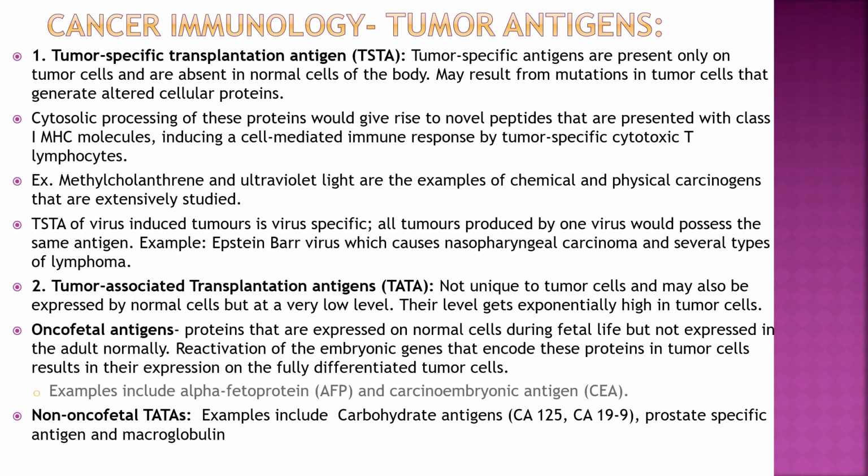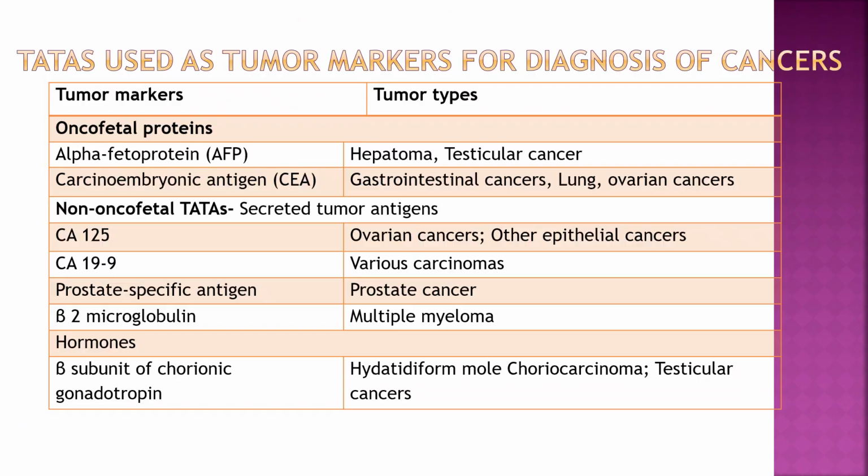Reactivation of embryonic genes that encode these proteins in tumor cells results in their expression on the fully differentiated tumor cells. Examples: alpha-fetoprotein and carcinoembryonic antigen, CEA. Non-oncofetal examples: carbohydrate antigens CA125 and CA199, prostate specific antigen, and beta-2 microglobulin. Tumor markers for diagnosis of cancer.